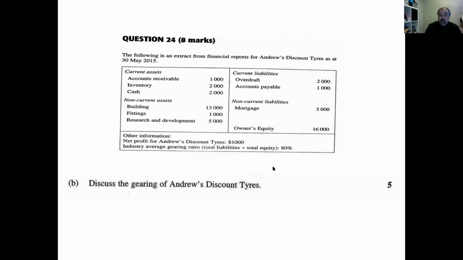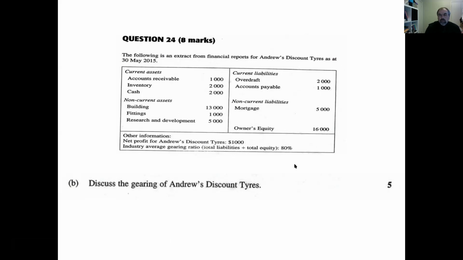Okay, so using our formula of total liabilities divided by the total equity, we'd need to add up our liabilities here. Okay, and then so that's 2, 1 and 5, so we've got $8,000 there, and divided by 16, so you know, looking at that there, that's 50%. We've worked out that as 50%, and we'll see that in the sample answer on the next page. Okay, so just keep this in mind. We've got our table, we need to do our calculation first, and then we've got 80%.